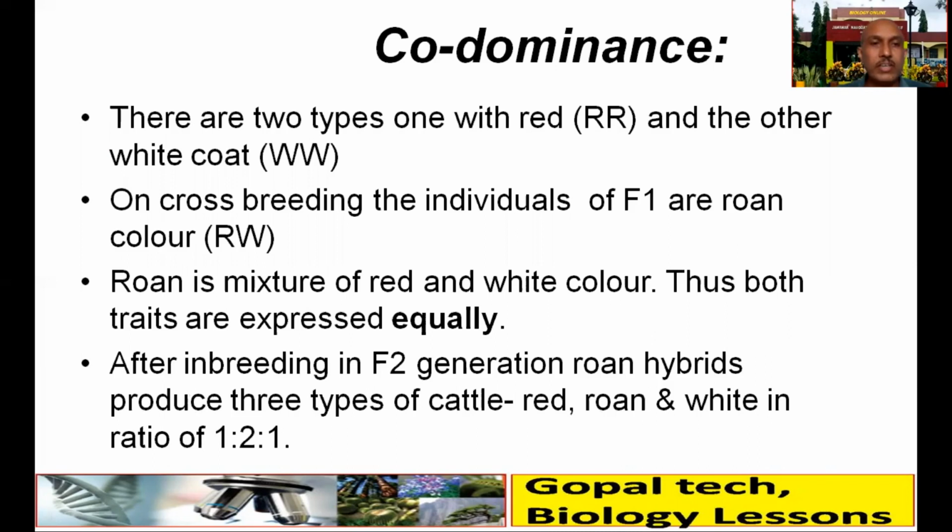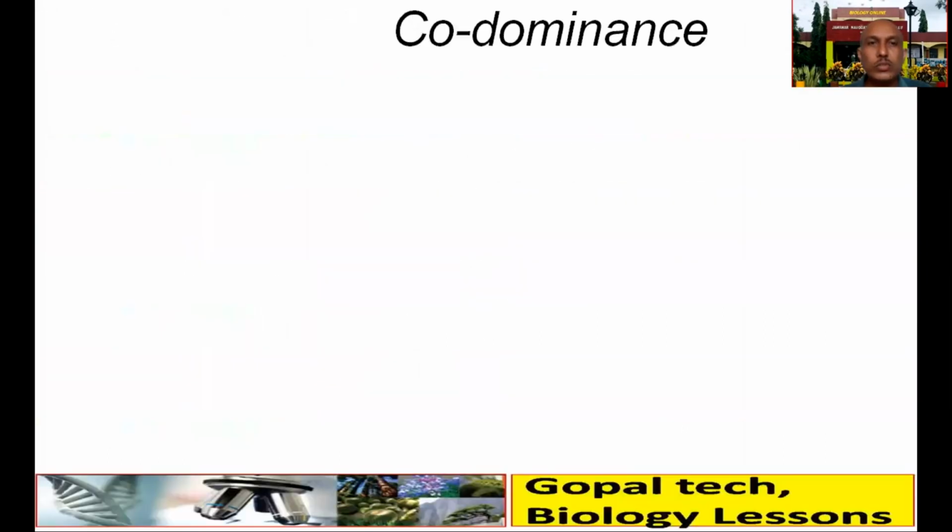So after inbreeding, okay, in F2 generation, self pollination in plants, here we say inbreeding in animals. The roan hybrid produce three types of cattle, red, roan and white in 1:2:1 ratio. So this is best example for codominance. So this is a state textbook ka example. So in CBSE it is not given, but NET mein definitely they will ask. Okay, so phenotypically, genotypically, the ratio is 1:2:1.